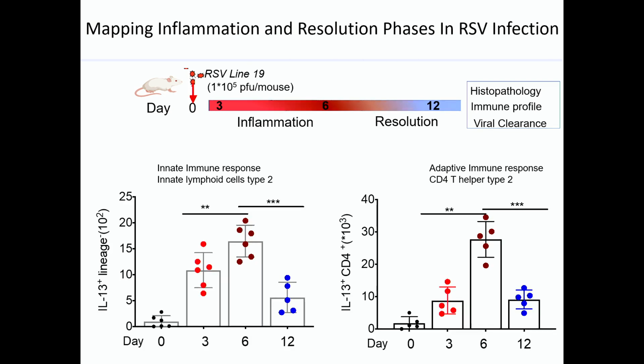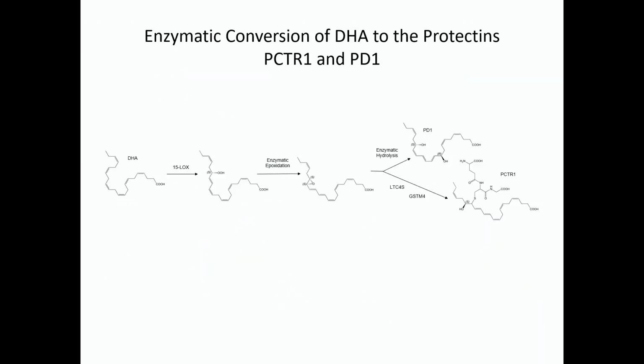And then if you look at ILC2s in the lungs of these animals, on the left, these IL-13 positive lineage negative cells, and on the right, the Th2, CD4 cells, you can see that the ILC2, IL-13 producing cells go up before the CD4s, but they have a pretty similar time course.